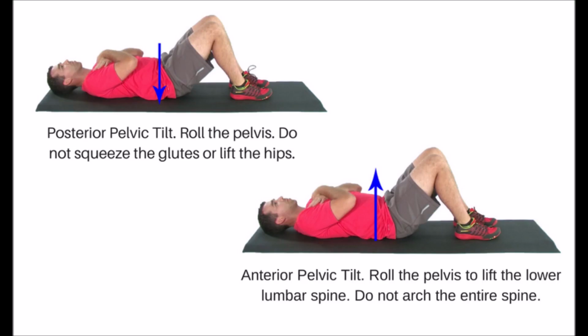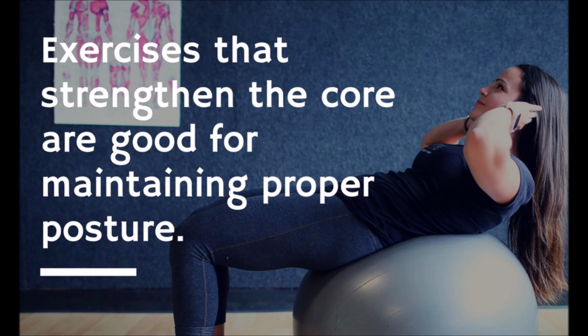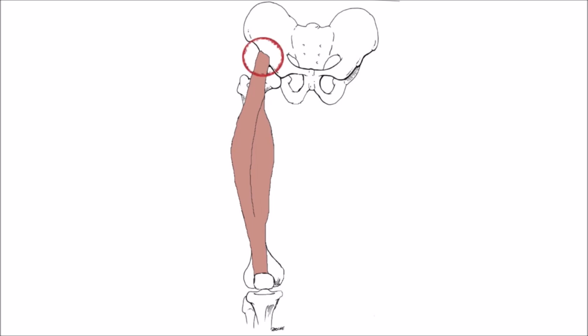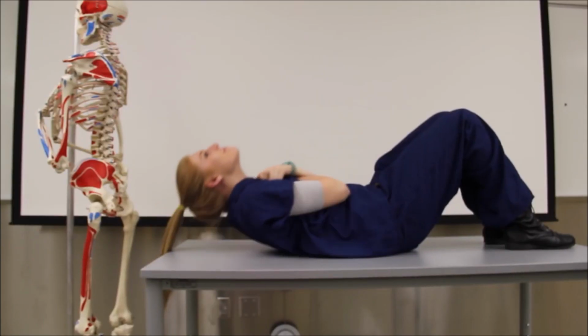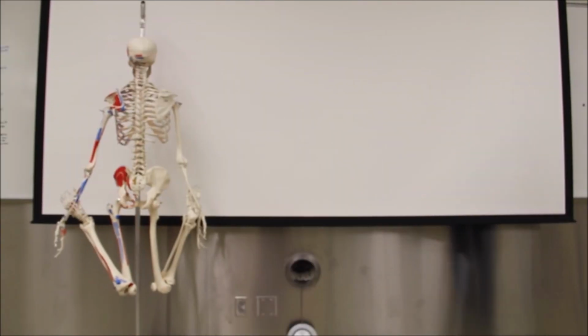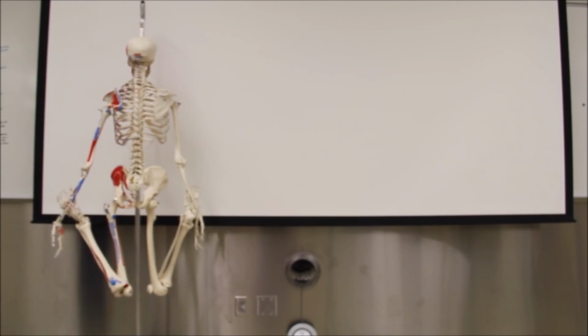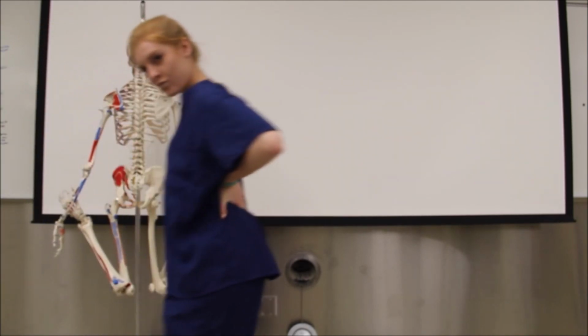We can have posterior pelvic tilt or we can have anterior pelvic tilt. It can produce a problem. We have to be able to get some core exercises to maintain the proper, good posture. A tight rectus femoris can result in anterior pelvic tilt due to its origin on the anterior inferior iliac spine. Weak abdominal muscles and tight back extensors such as quadratus lumborum and the erector spinae can also contribute to increased lumbar spine lordosis.